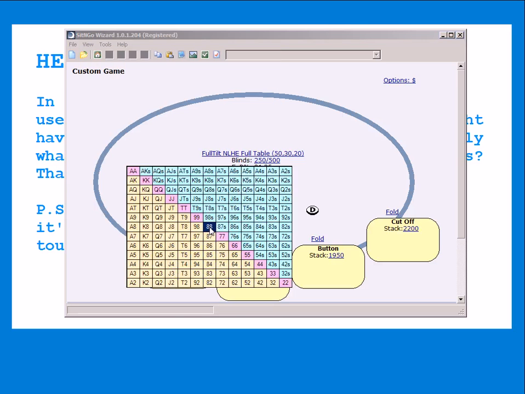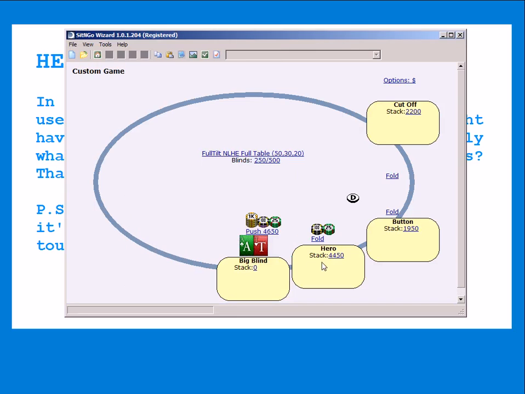And yet he decides to call us with something like that. Now, this is the presumption that this is a good regular player who knows, or at least understands, his equity context.